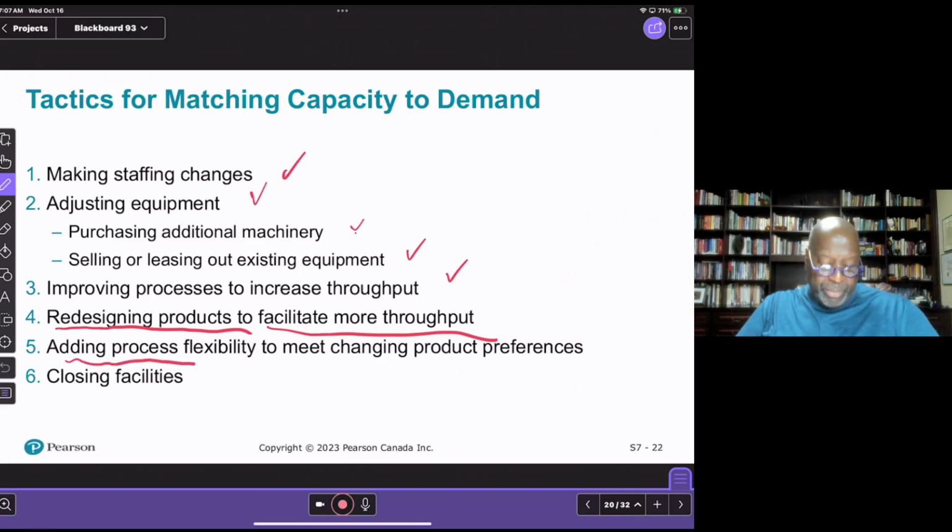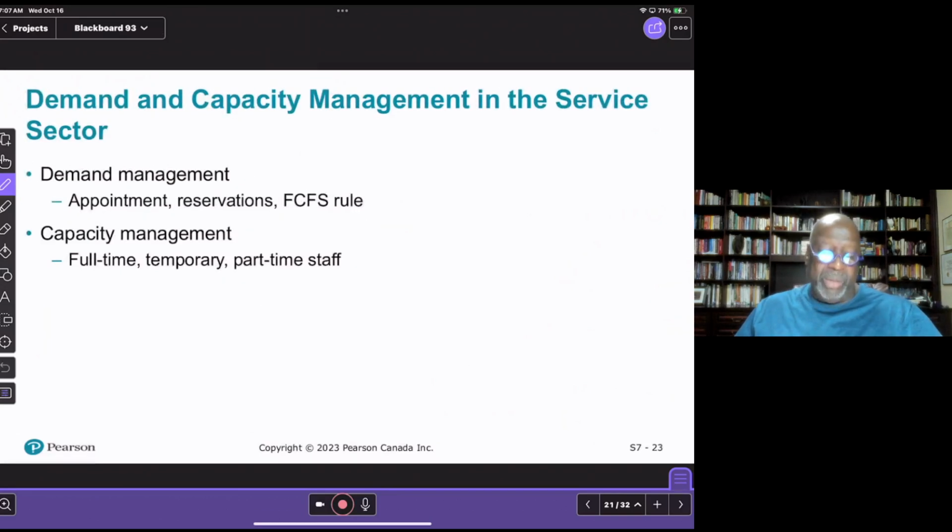You could adjust your process flexibility to meet changing product preferences. You could close facilities. And then I mentioned as well, you could do some outsourcing. Demand and capacity management in the service sector, that is something that we have to deal with.